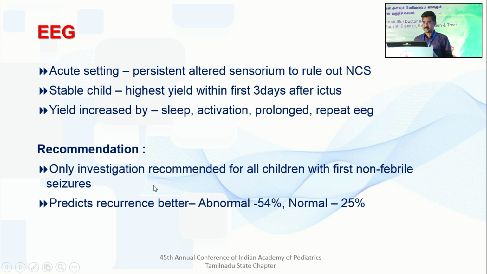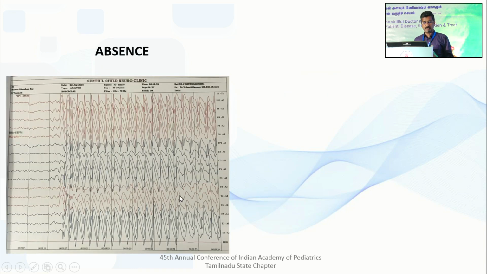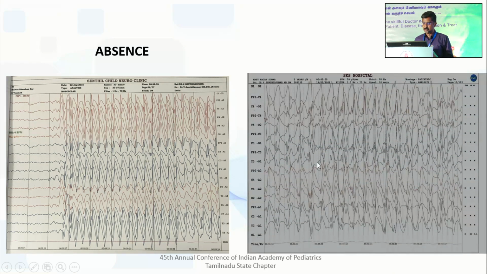So it is the only investigation recommended for all children with first non-febrile seizures. If it is abnormal, the risk of recurrence is around 54%. So some of the EEGs: the classical absence, 3 Hz spike and wave, it is a slow spike and wave pattern.